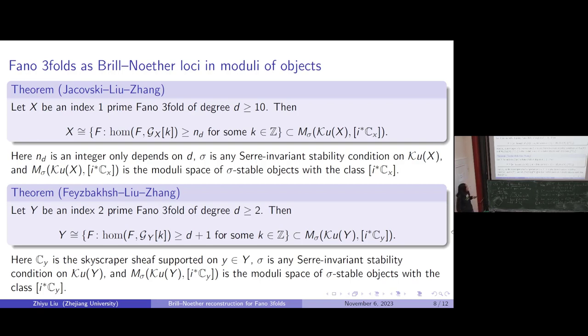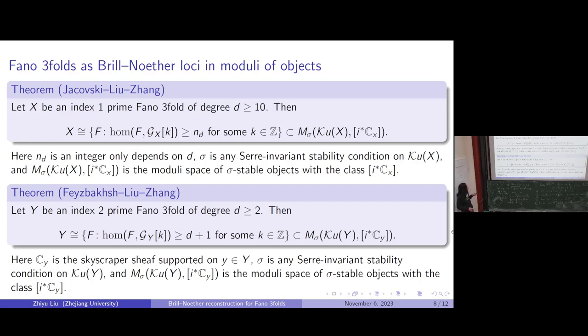Yeah, the idea is that we need to start with a structure sheaf of a closed point, and we use this functor I up star. This I up star is the left adjoint of the inclusion of a Kuznetsov component in the whole derived category, and we use this functor to project all the skyscraper sheaves of closed points into the Kuznetsov component. The first step is to prove this projection object is stable with respect to this condition.